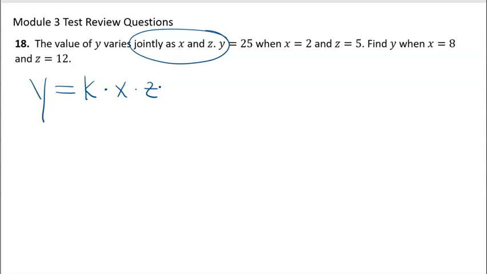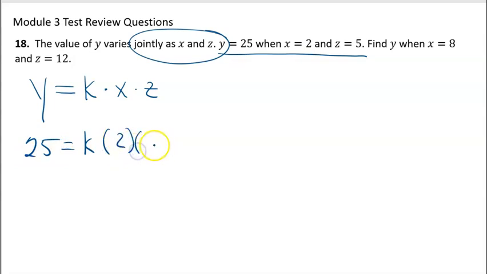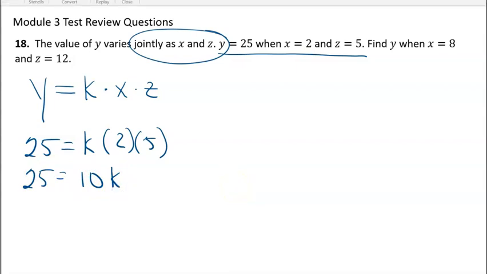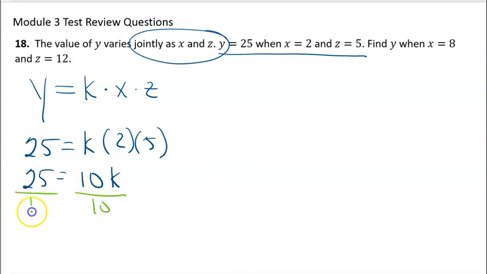Now it's our equation. Now the next step is to find k. So we need that next line to figure out what k is. So it says y is 25. I don't know what k is. X is 2 and z is 5. Then 2 times 5 we know is 10. So 25 is equal to 10k, or k times 10. That's fine. Now I've got to solve for k. So what do I want to do? I want to divide both sides by 10.